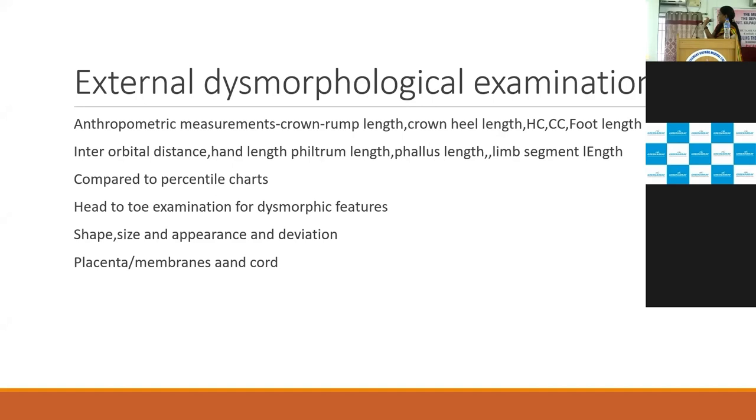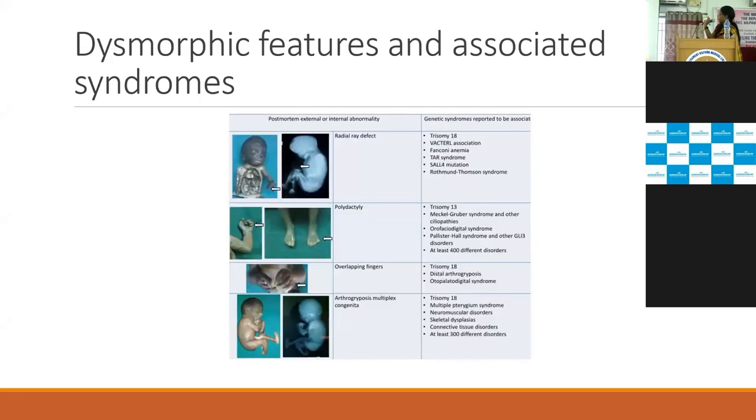Head to toe examination for dysmorphic features should be recorded separately. Shape, size, and appearance and deviation from the normal should be mentioned. Placenta, membranes, and cord should also be commented on.